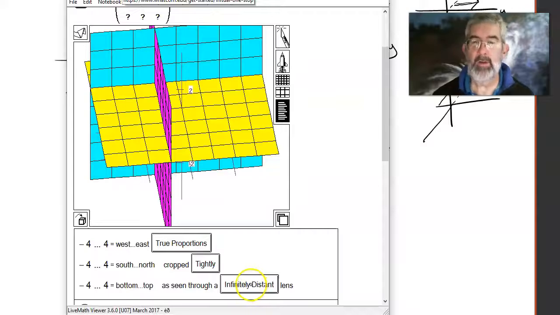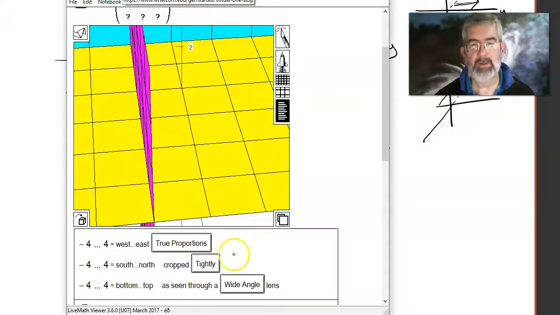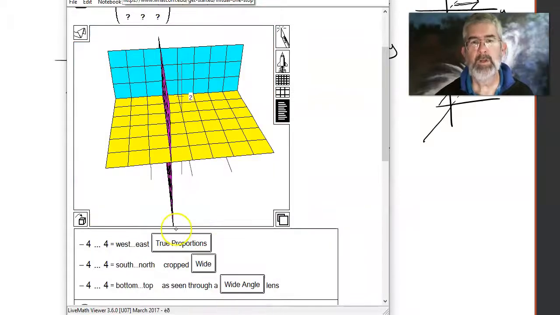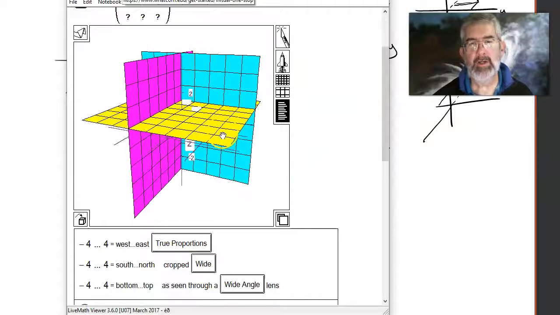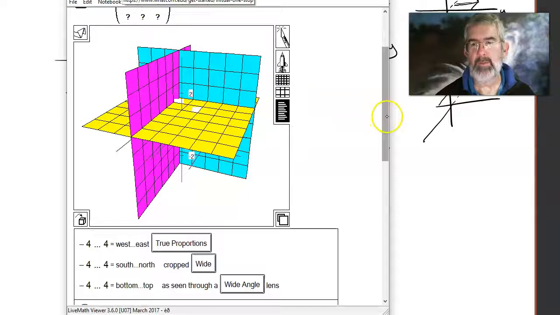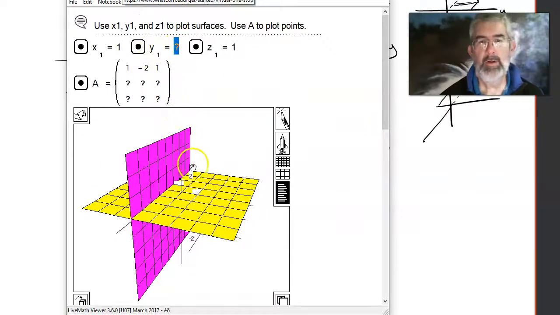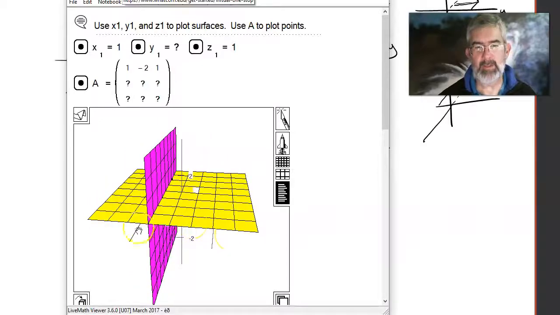If I want to see it more like I'm used to seeing it, I need to go for a wide-angle lens. And I'm going to back up a little bit here. Now, as I look at this thing, I start getting more perspective. I want to get rid of one of these. Let's get rid of the y equals so I can see something here. Let me get rid of this. So yeah, that looks more like what I'm expecting. The stuff in front looks bigger than the stuff in the back.